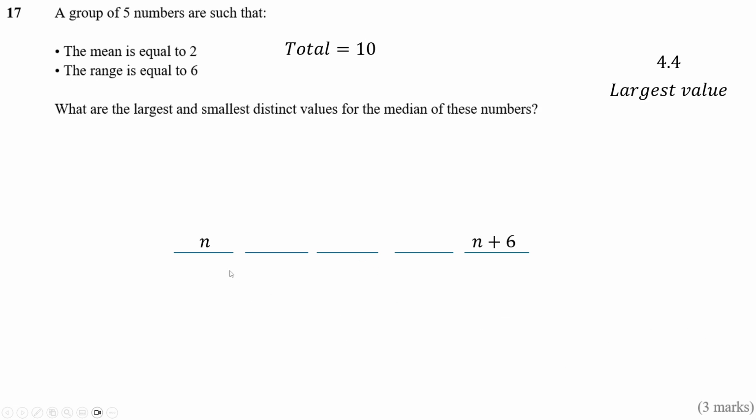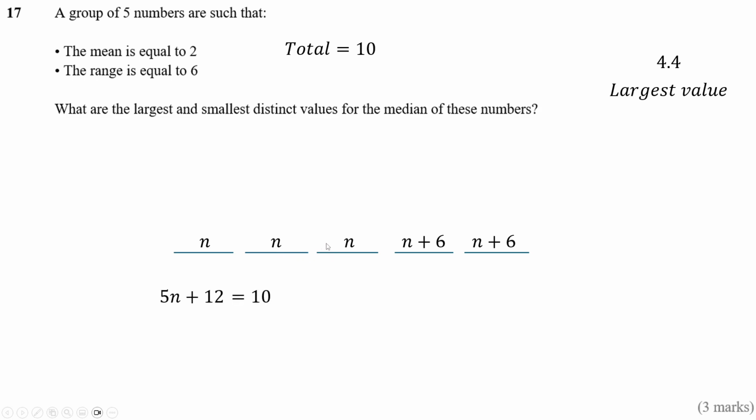The smallest value is, well, if the median equals just n. So if that equals n, then this one equals n, and that means this one must also equal n as well, because it can't be larger than the median. It can be smaller, but we'll just call it n, because we don't know. So we've got 5n plus 12 equals 10.